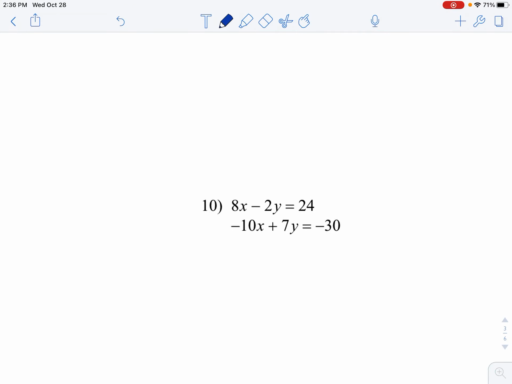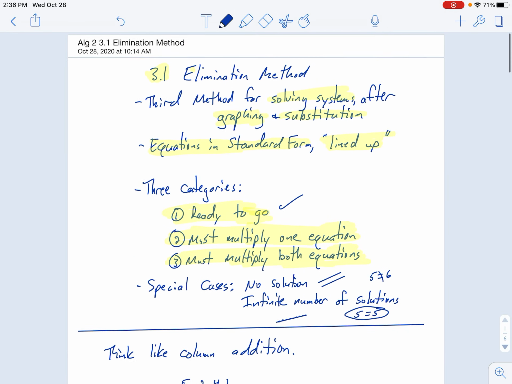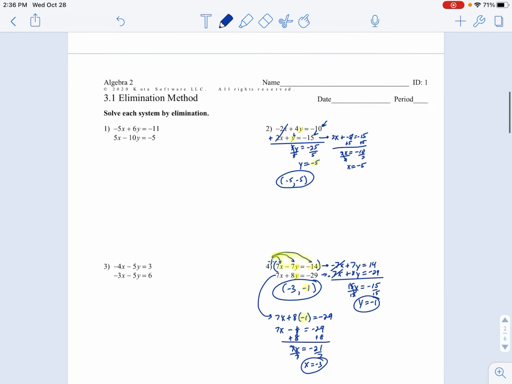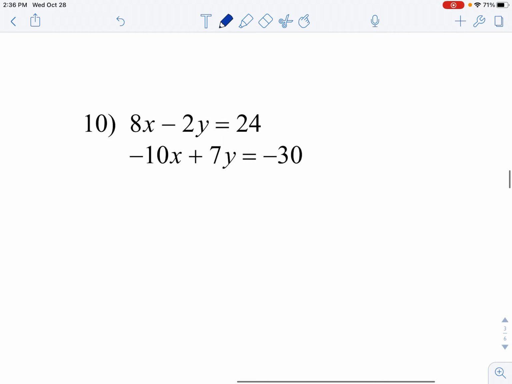Number 10, I'll tell you, is going to be the third type of problem where you must multiply both equations by a number. So we've done a few like number 2 there. Now we're going to do number 3. Because I can't just turn a 2 into a 7 and make it cancel out with that. Or I cannot just turn an 8 into a 10 and make it cancel out with that.